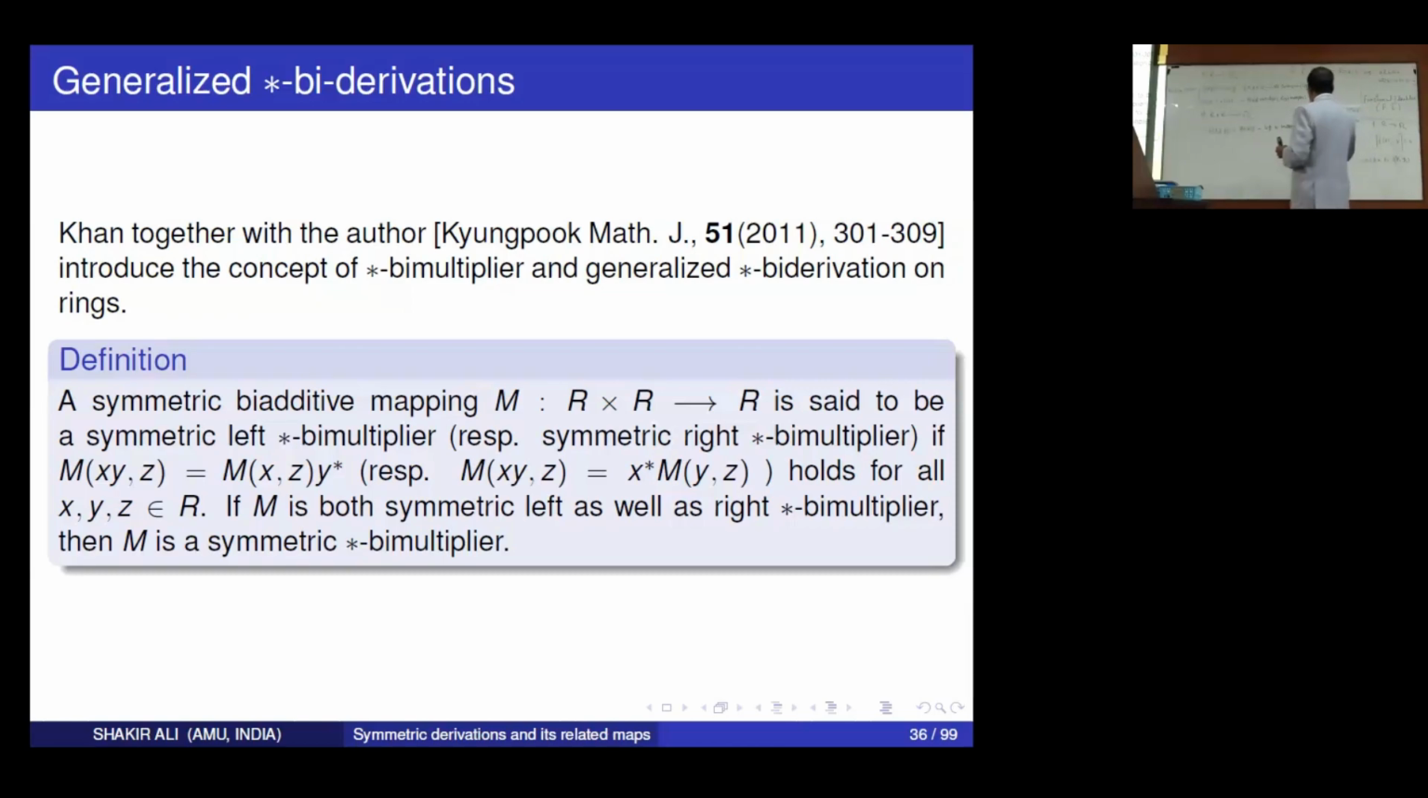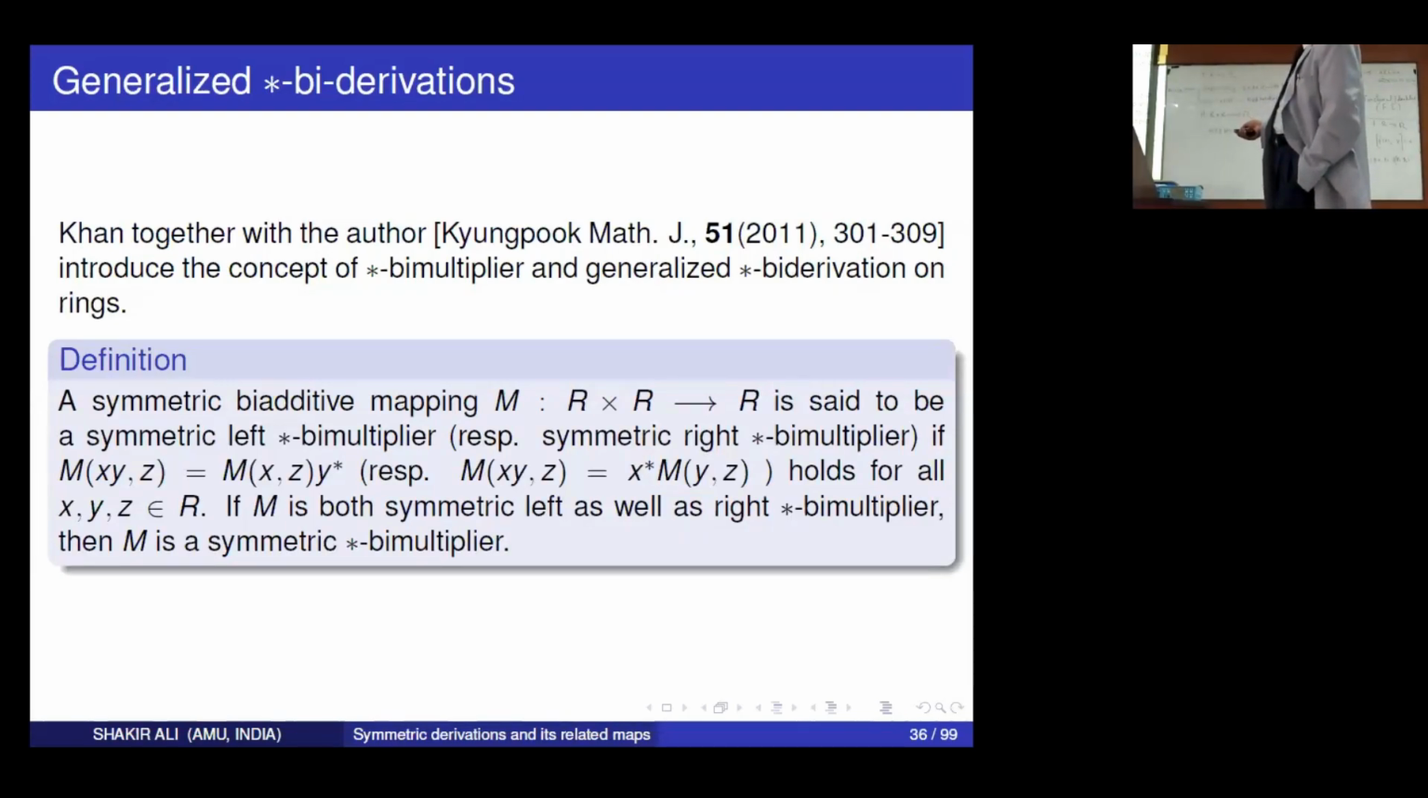This is additive, and satisfying the condition (x y)* = y* x*, and second, (x*)* = x, for all x and y belong to R. So this is the map which satisfies these conditions. Additive map, then we call it an involution. So that means we introduce this new map here.